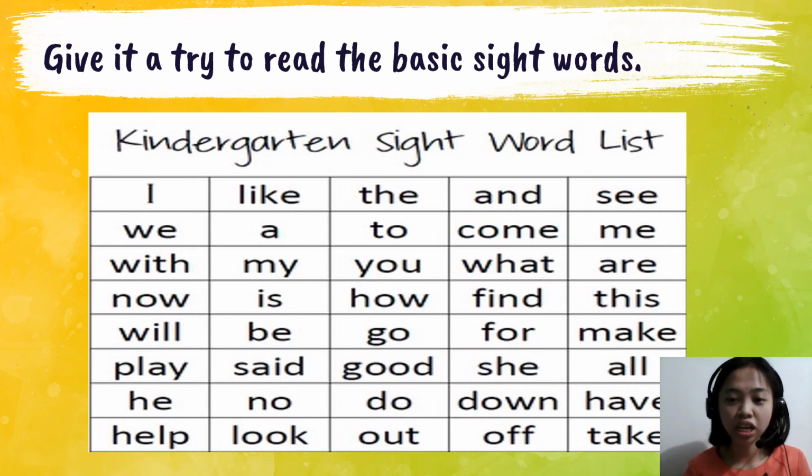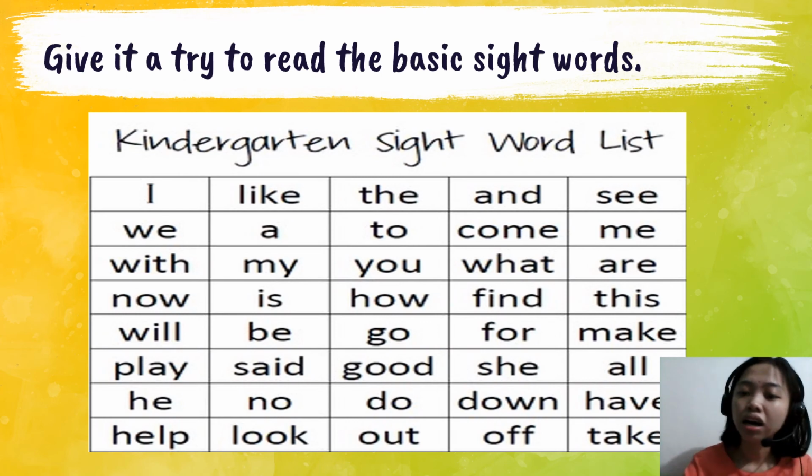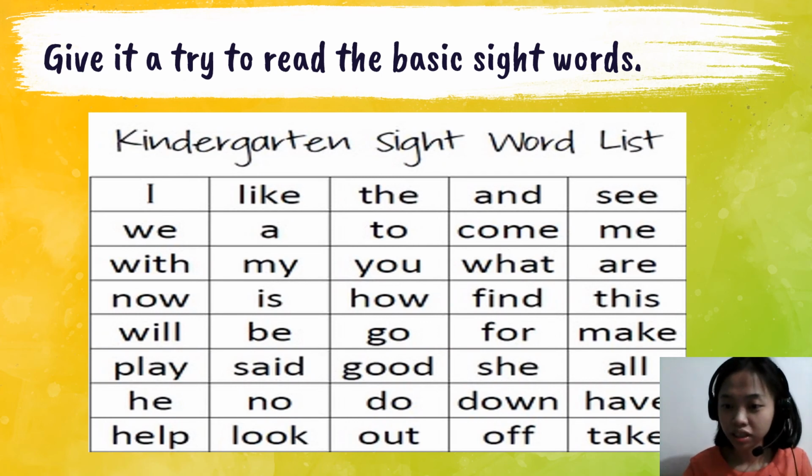Say she. Next, A, L, and L. There's no word just like that. We pronounce it as all. Say all. Next, H and E. What's the sound of H? How about the E? Now, H and E, we say he.